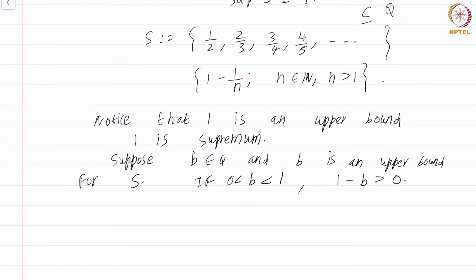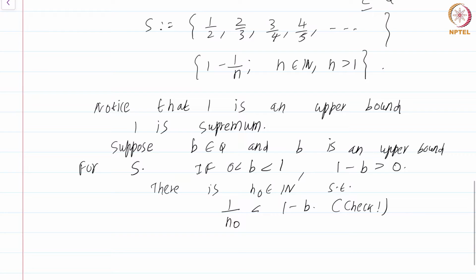Now, I will use one fact that I leave it to you to check. There is n naught in N such that 1 by n naught is less than 1 minus B. This is in fact known as the Archimedean property of the rational numbers. It's a consequence of the Archimedean property. We will see that in a few modules. However, to prove this is not at all hard for the rational numbers, so I urge you to try it right now. Check that you can find n naught in N such that 1 by n naught is less than 1 minus B.